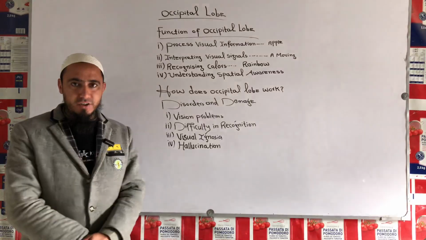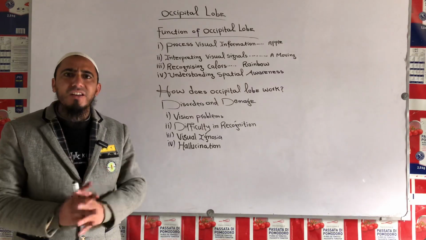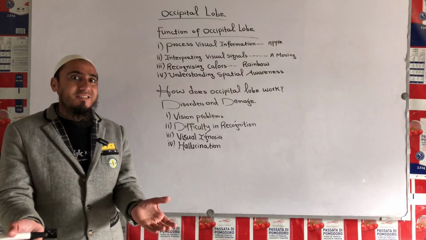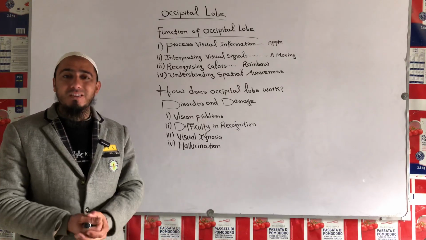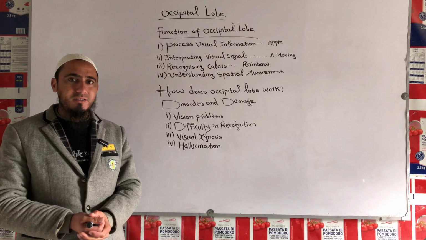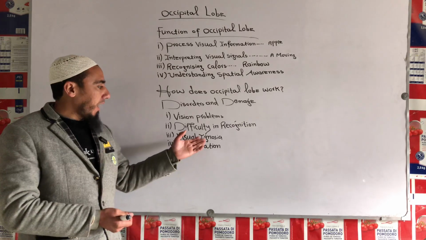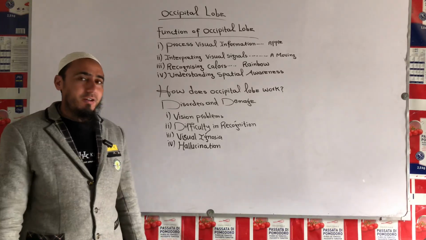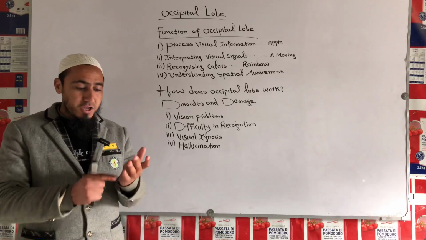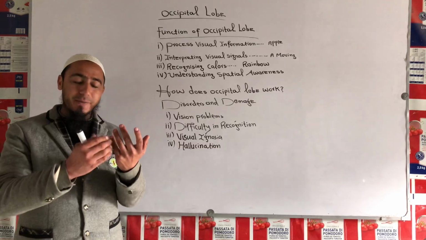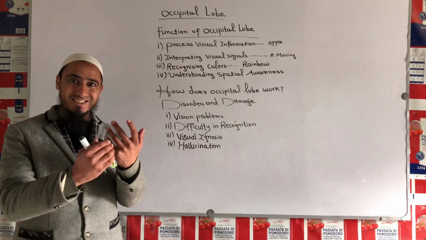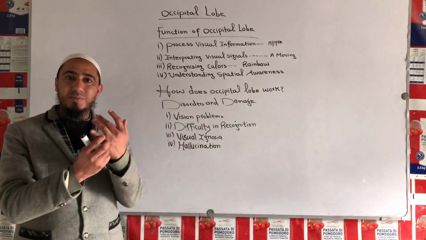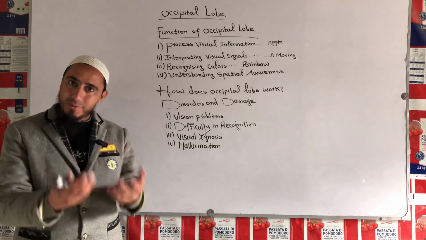The second one is difficulty in recognition. This means he will see some things, for example colors, but will not distinguish among the different colors. This kind of condition is known as visual agnosia. Visual agnosia means a person will not even be able to differentiate distances, for example the distance between our fingers.